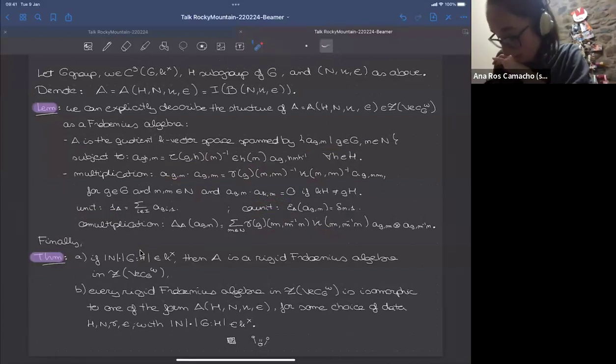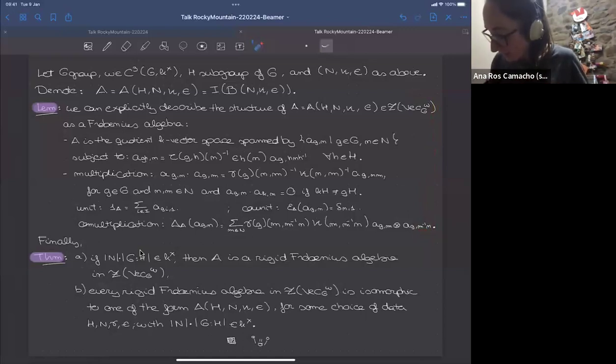Under some conditions on the order of n and the quotient of G and H, one can prove that A is actually a rigid Frobenius algebra in the Dijkgraaf-Witten category. And okay, you have this algebra, but actually we could reduce this more and prove that every single rigid Frobenius algebra in the Dijkgraaf-Witten category is isomorphic to one of these A's that we have described in a very precise and concise way.